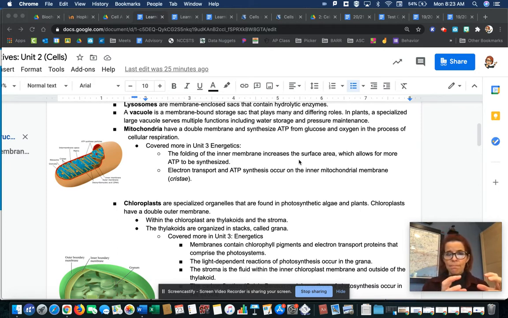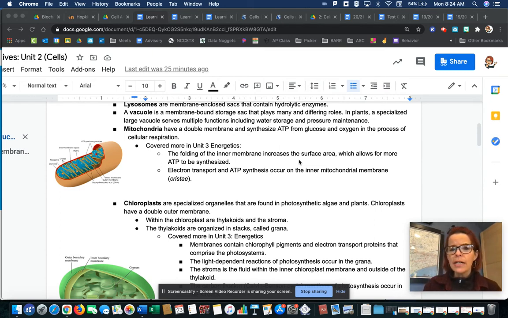That is an implication that they were prokaryotes at one time. So they're prokaryotes that entered into a larger cell, and the larger cell engulfed them and surrounded them in a food vacuole or food vesicle. And that's why it has a double membrane. So it's got its own membrane and then the membrane that formed because it was engulfed by that larger cell. So they have a double membrane.